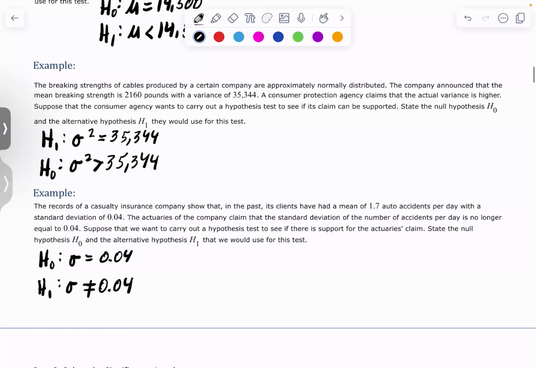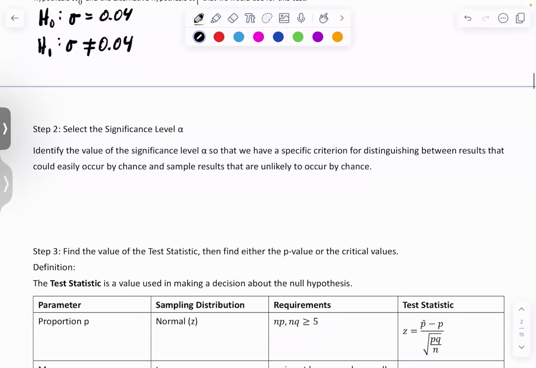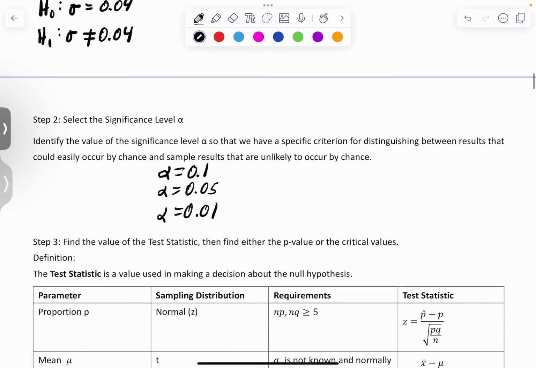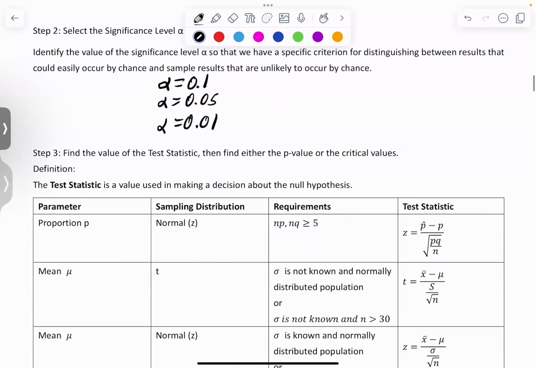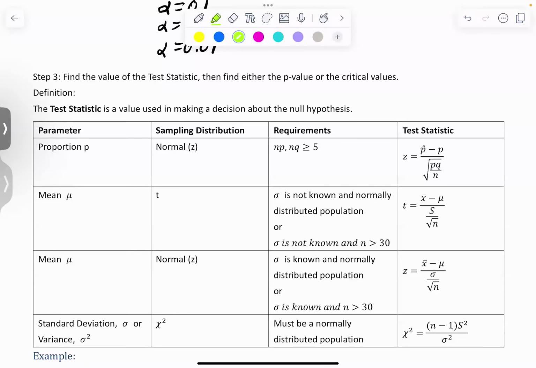All right, and next up, we're going to find the level of significance. Typically, our levels of significance are alpha is 10%, alpha is 5%, or alpha is 1%. Now, it doesn't have to be these. It can certainly be something other than that. Typically, with your homework and exams, that will be given to you, so you won't have to select that. But in real life, of course, you'll need to decide what level you want to test it at. All right, next up, we're going to find what's called the test statistic.